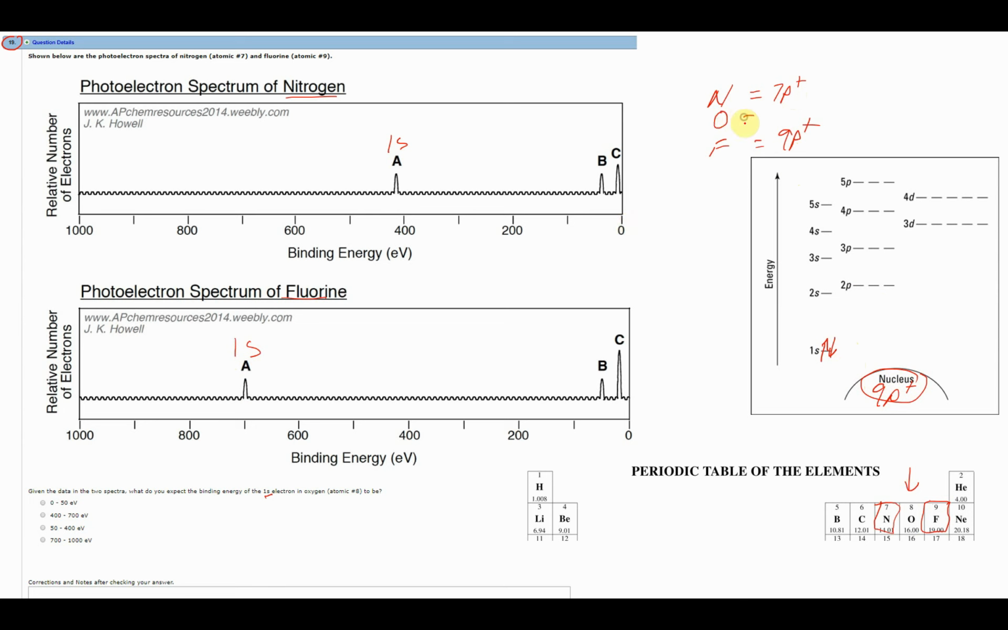So yes, oxygen, having 8 protons in its nucleus, is going to have kind of an in-between nuclear charge, and that's why its 1s peaks will be in between those two. So there you go. I think the answer is 400 to 700.